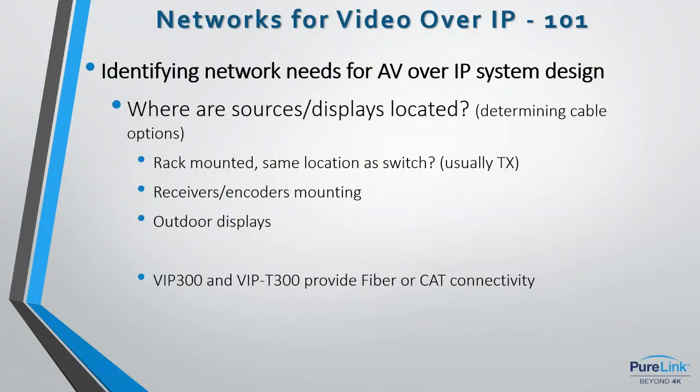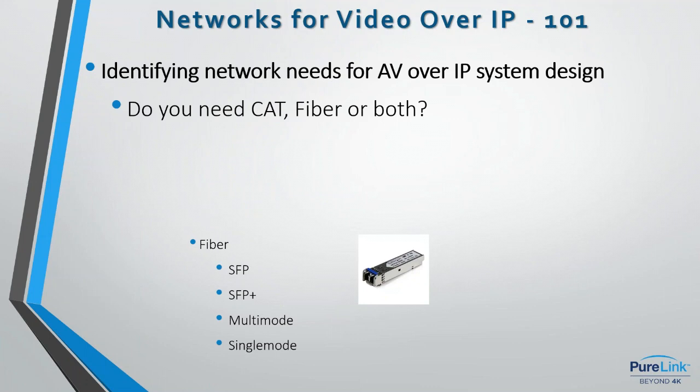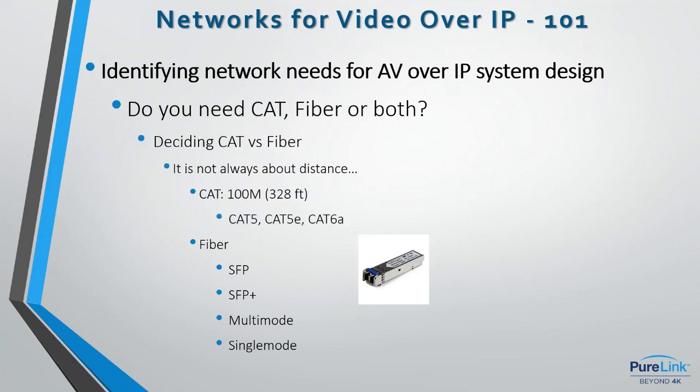And also in the case of the T300, there's a failover. If it loses connectivity on one of the two connections, it will switch to the other one. All right, so getting more into CAT and fiber, as I said a moment ago, it's not always about distance.